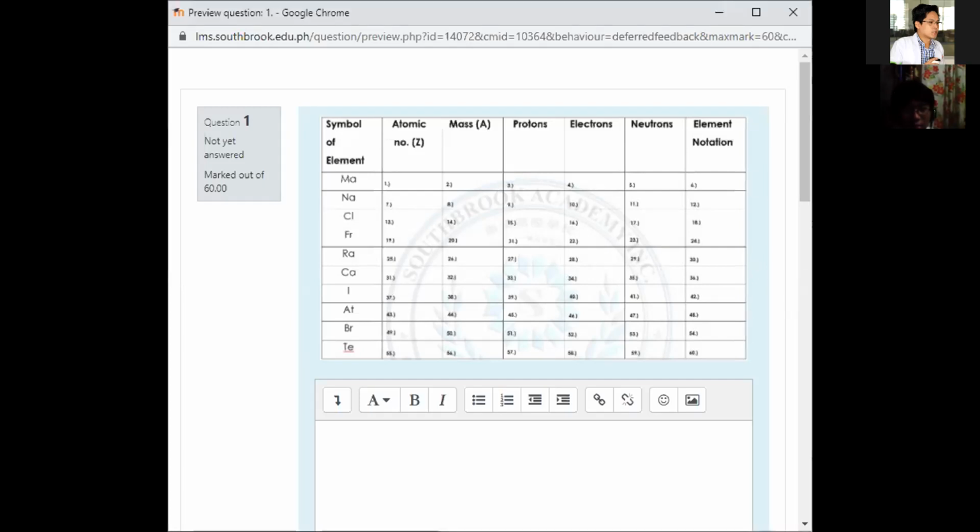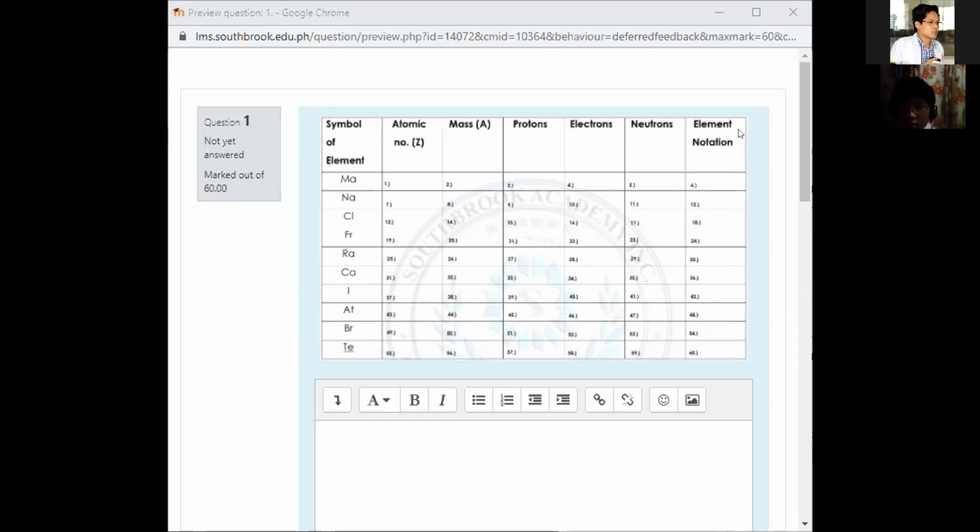Again, in the superscript, the upper part, you should write first the atomic mass, or otherwise called atomic weight. On the lower part, the subscript, is your atomic number. Again, atomic mass should be written in the superscript, the upper part. Atomic number is in the lower part.